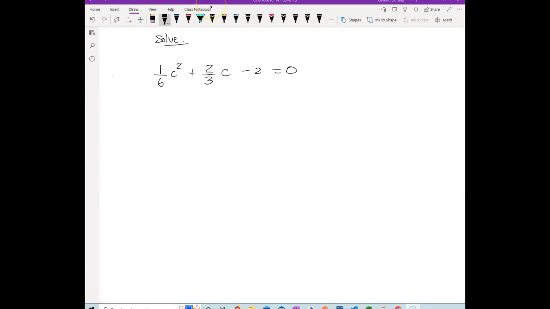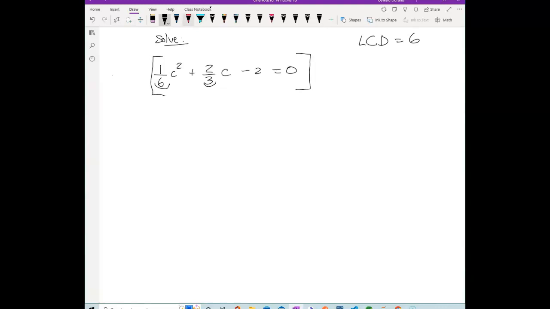Okay, all right, so every time you see a fraction, the first thing you want to do is to find the LCD and to multiply all the terms by that LCD, right? We want to clear out the fraction. And if you look at 6 here and 3, the LCD is just 6. All right, so that means that all the terms have to be multiplied by 6.